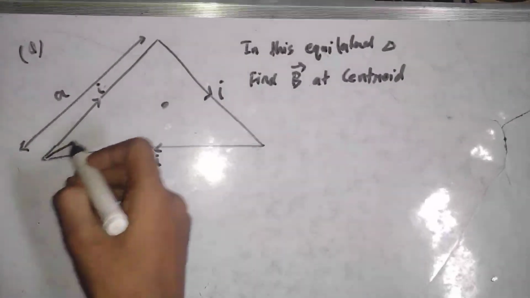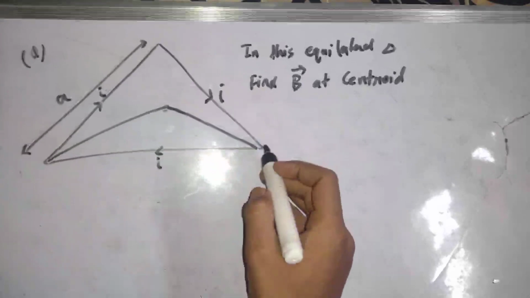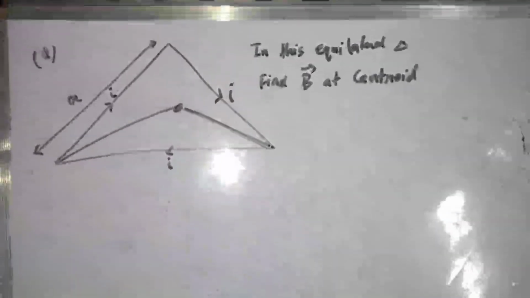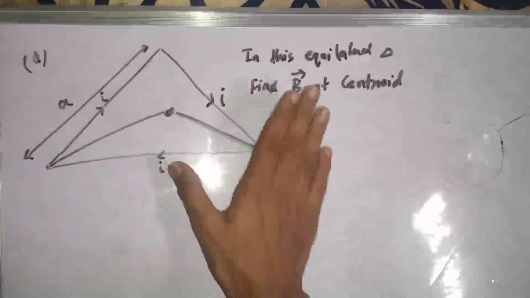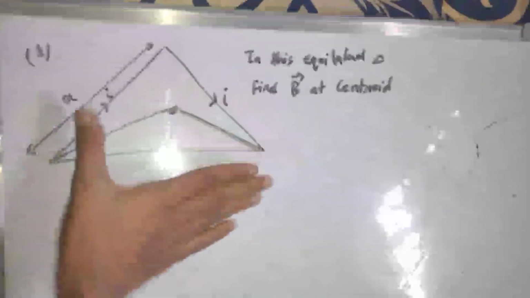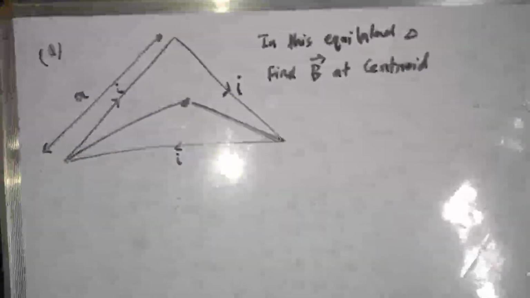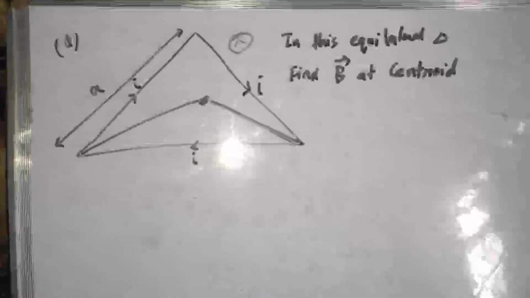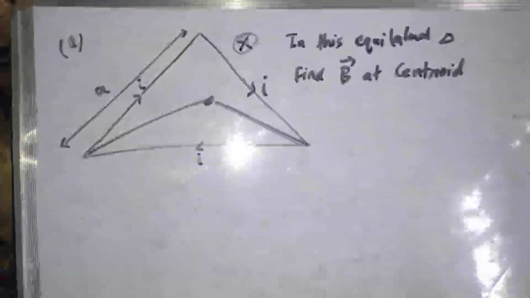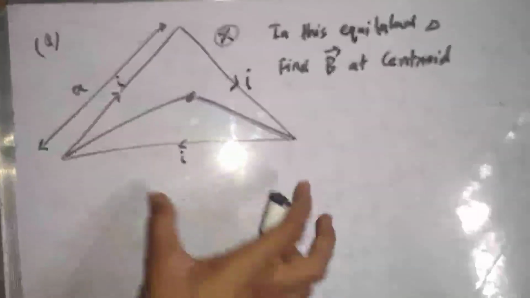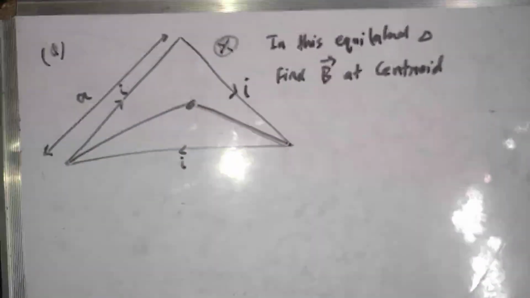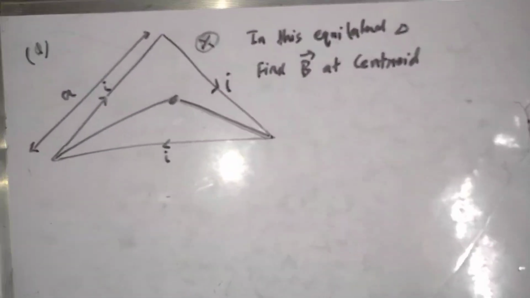So first you have to join this. First you have to think of the direction. We know that all these currents produce magnetic field in the same direction, that is inside the plane. Then we can find the magnetic field by the effect of one side, and we can multiply it by 3 because the direction does not change.